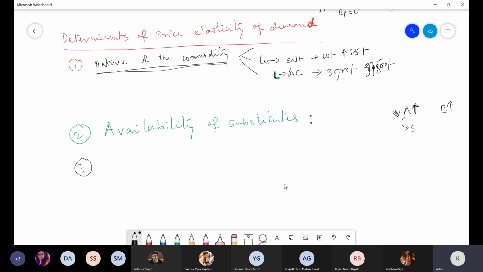So the issue is where substitute commodities are there, the product will be highly elastic. If substitutes are not there, it will be relatively inelastic. Price increases, demand may decrease, but that decrease may be very, very marginal. But think about another product that has close substitutes, it will be highly elastic. So availability of substitutes is another determinant.